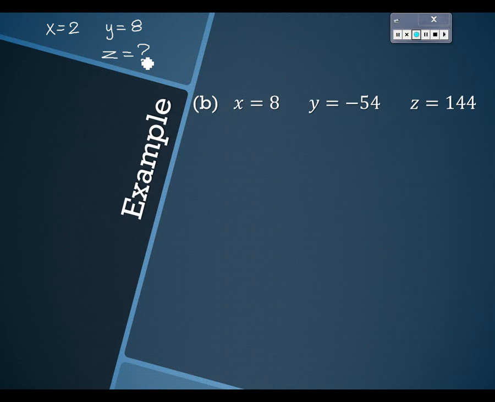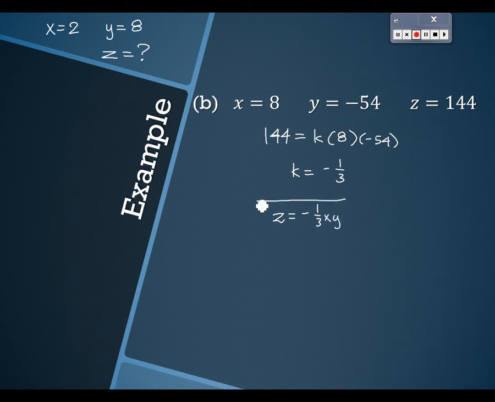What'd you get for K? Did you get negative 1/3 for K? Yeah. Alright, so what is it? 144 equals whatever, times 8 times negative 54. And if you divide by those things, you get negative 1/3. Just convince yourself that that's what you get. Negative 1/3, okay. And then our relationship is z equals negative 1/3 xy. And if you plug in 2 and 8, what do you get? Negative 16/3, I hear you say.